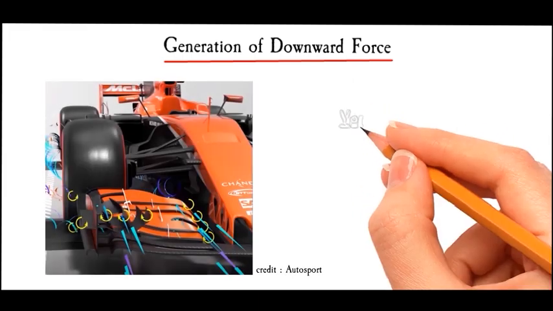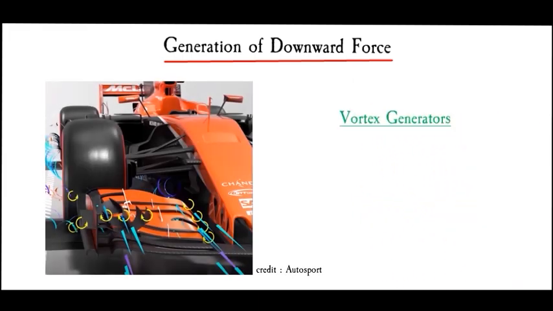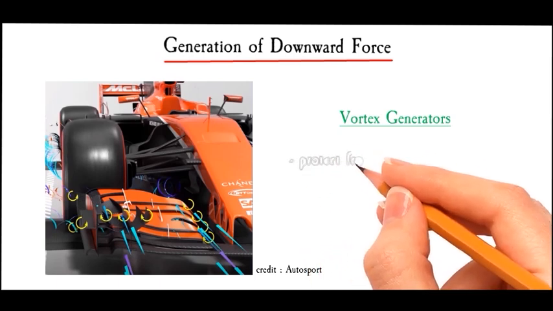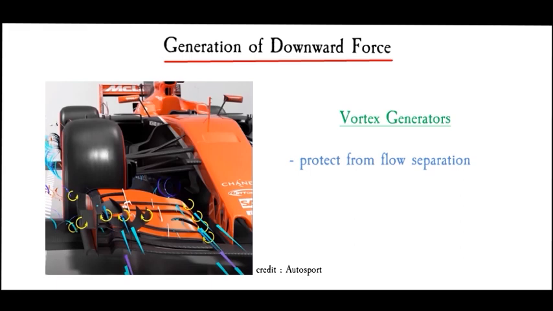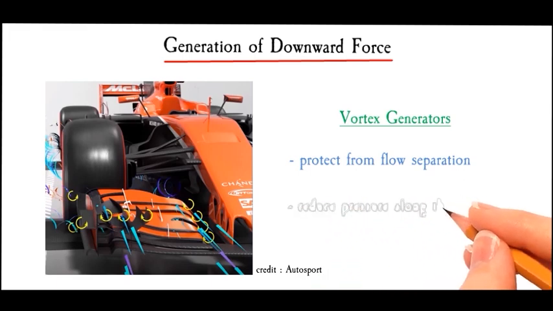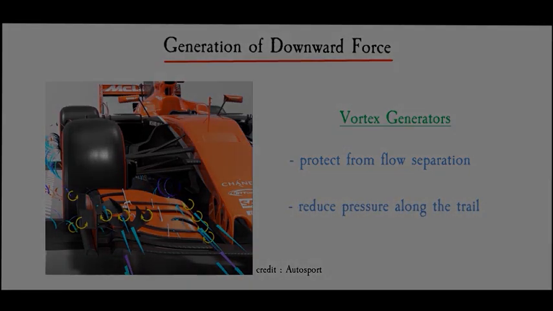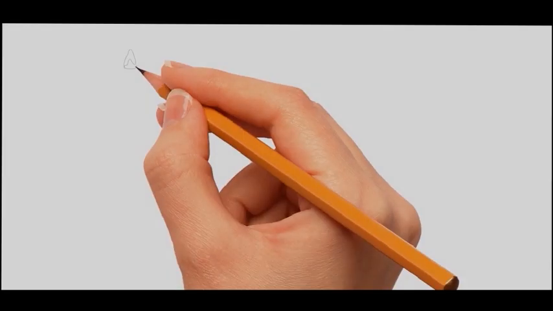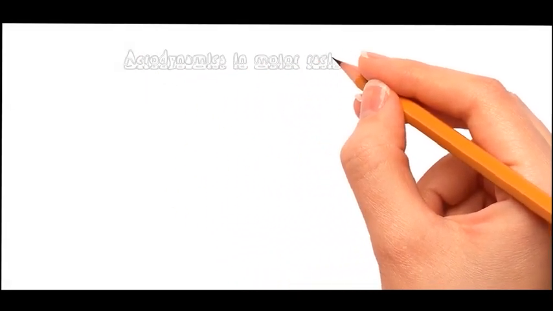Vortex generators are simple add-ons to the existing car to increase the downforce. The vortices from the vortex generators help to protect from flow separation at the diffuser and also reduce the pressure along their trail, both contributing to the efficiency of downward force. In this way, aerodynamics is one of the major premises in the motor racing industry.